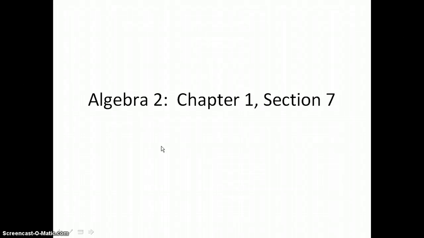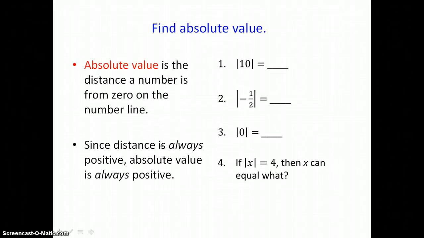Chapter 1, Section 7. Finding absolute value. The absolute value of 10 is equal to 10 because 10 is 10 units from 0 on the number line. The absolute value of negative 1/2 is 1/2 because negative 1/2 is 1/2 unit from 0 on the number line.